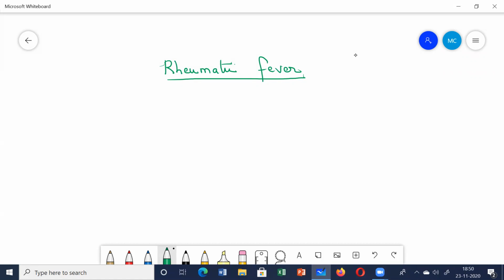You mainly get long questions on rheumatic fever. You can be asked in Viva. You can be getting short notes on the management or on the prevention. Okay. So let us first see what is rheumatic fever.